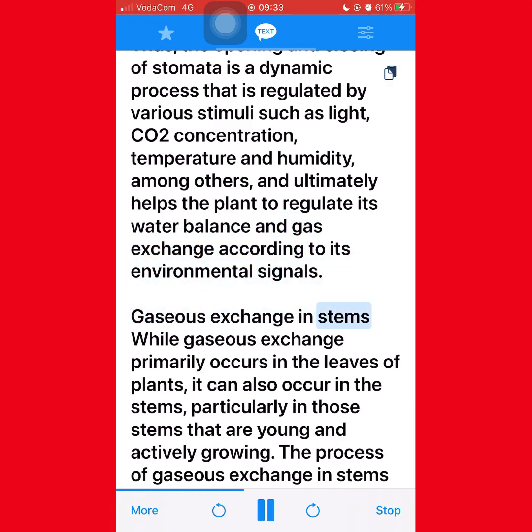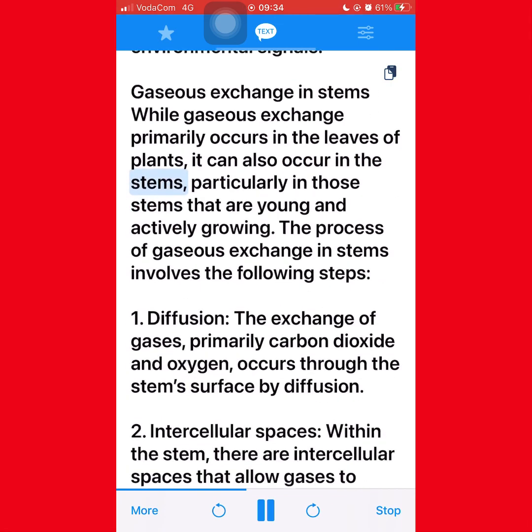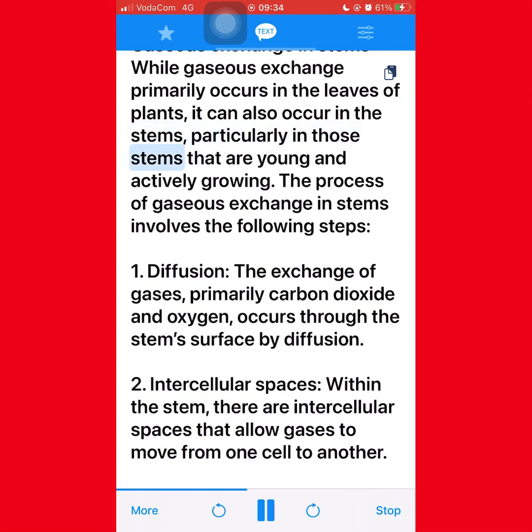Gaseous exchange in stems. While gaseous exchange primarily occurs in the leaves of plants, it can also occur in the stems, particularly in those stems that are young and actively growing. The process of gaseous exchange in stems involves the following steps. 1. Diffusion. The exchange of gases, primarily carbon dioxide and oxygen, occurs through the stem surface by diffusion.